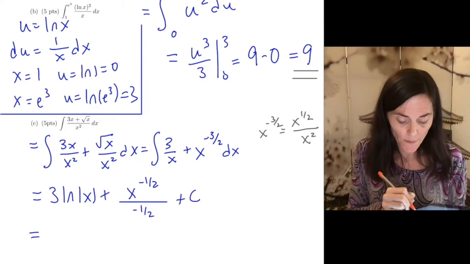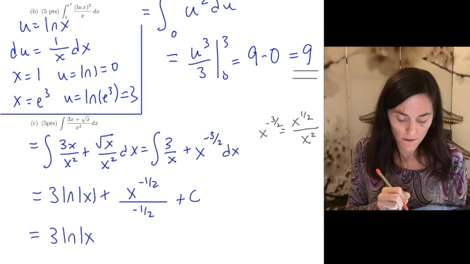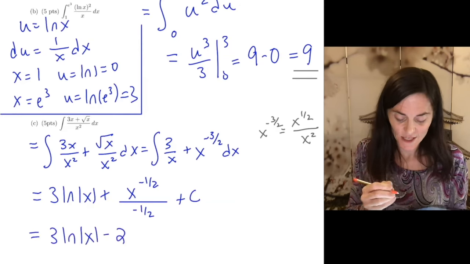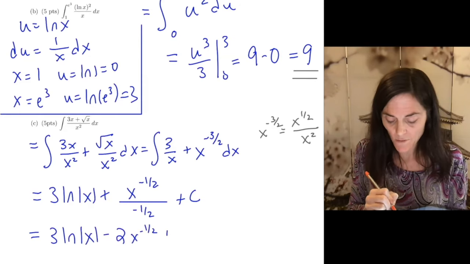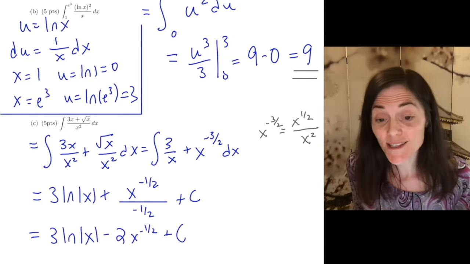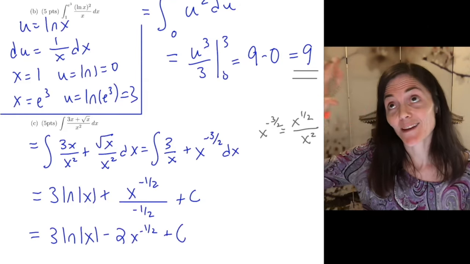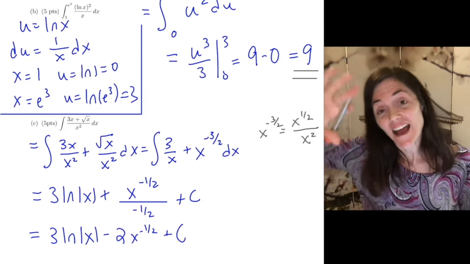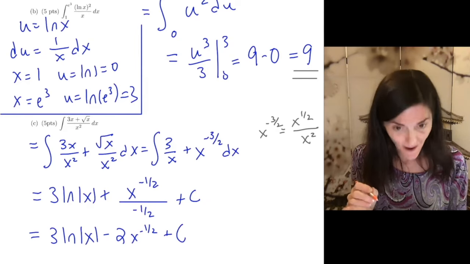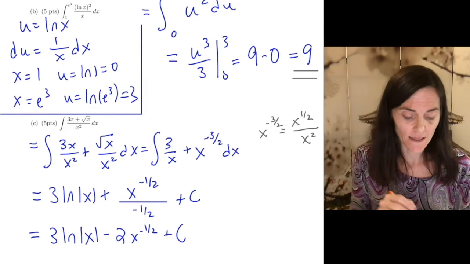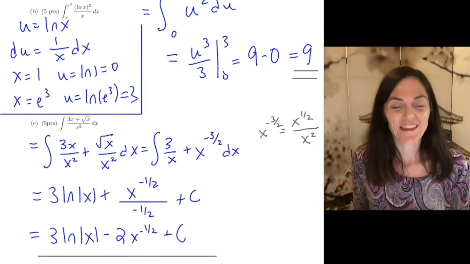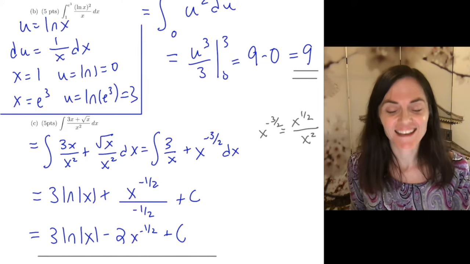And I personally would probably just put it here. You can leave this as minus 1/2 power. You could also write this negative x to the minus 1/2 as a square root in the denominator, but I will leave it like this. Okay, so this is our answer for C.